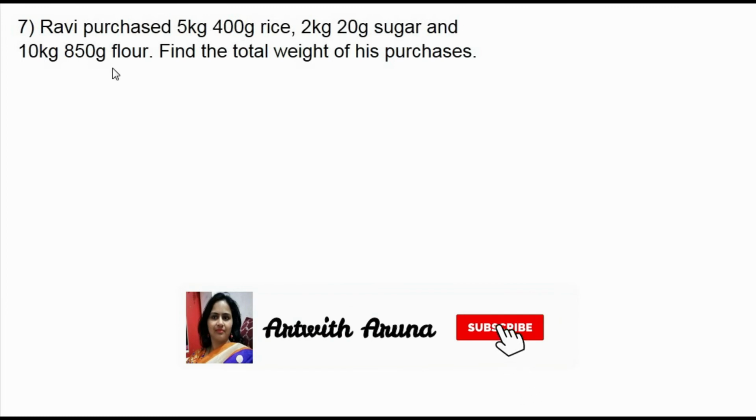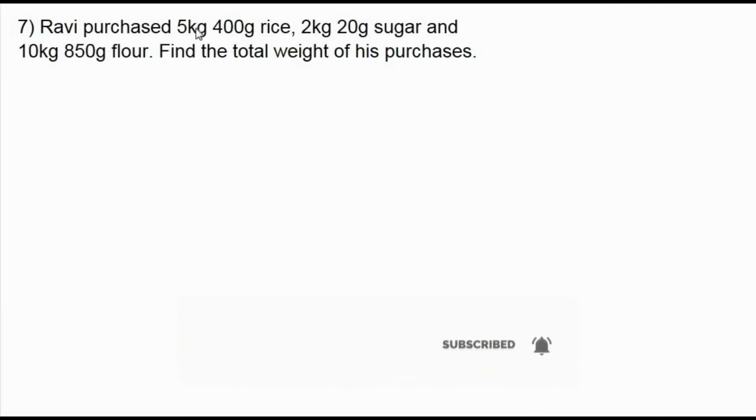Here is the last question of this exercise. Ravi purchased 5 kilogram 400 gram rice, 2 kilogram 20 gram sugar and 10 kg 850 gram flour. Find the total weight of his purchase. Here you can observe the word total. It means we need to add all the numbers given in the question. And the numbers are 5 kg 400 gram which is the weight of rice, then 2 kg 20 gram which is the weight of sugar, and then 10 kg 850 gram which is the weight of flour.